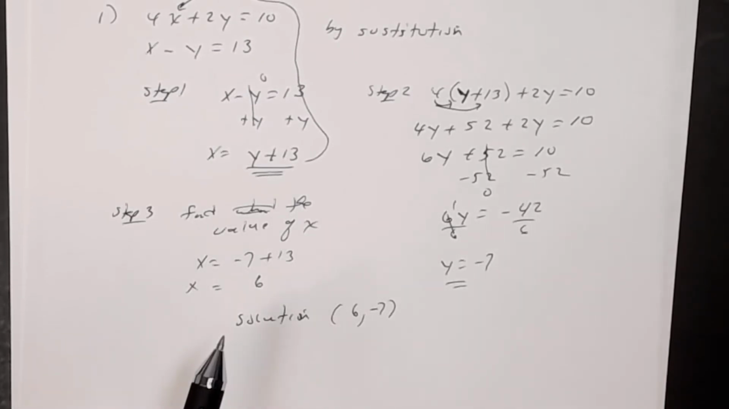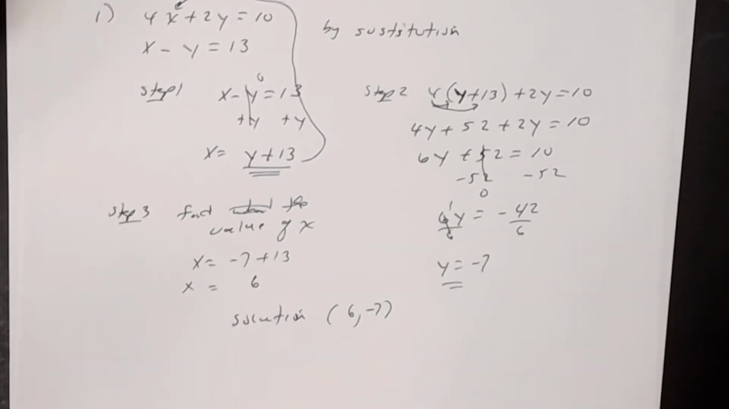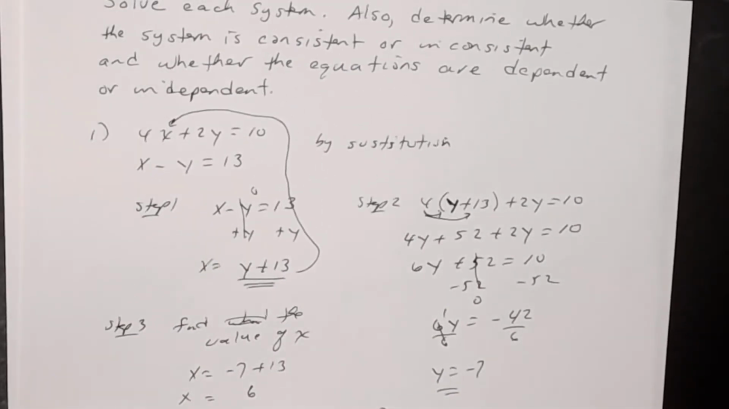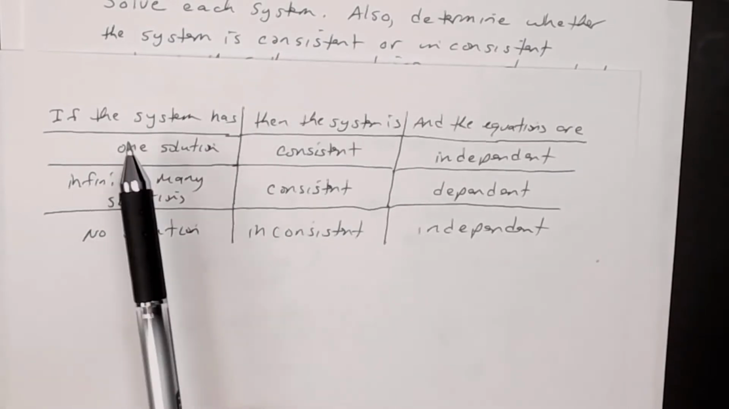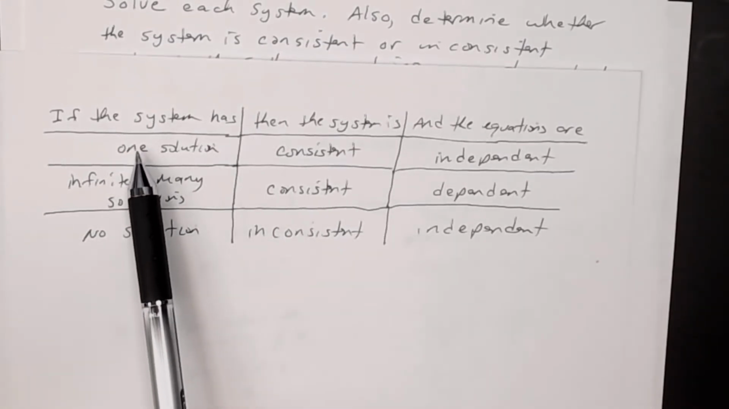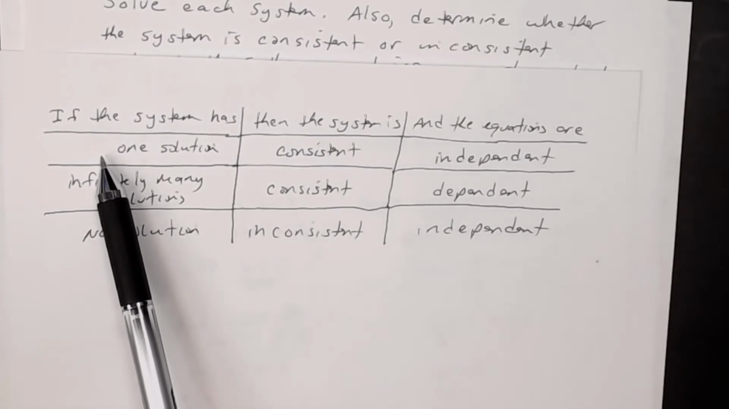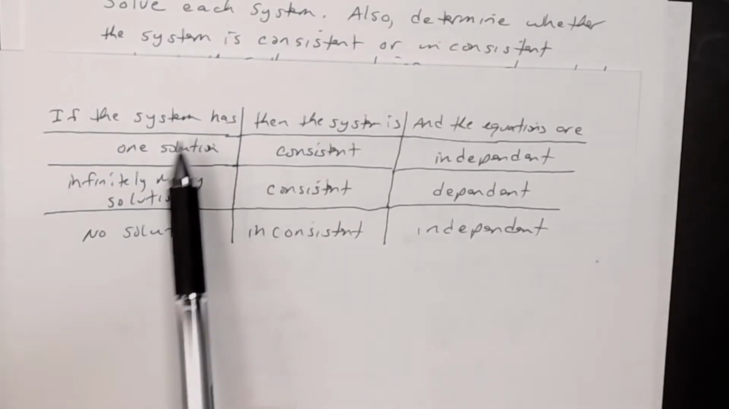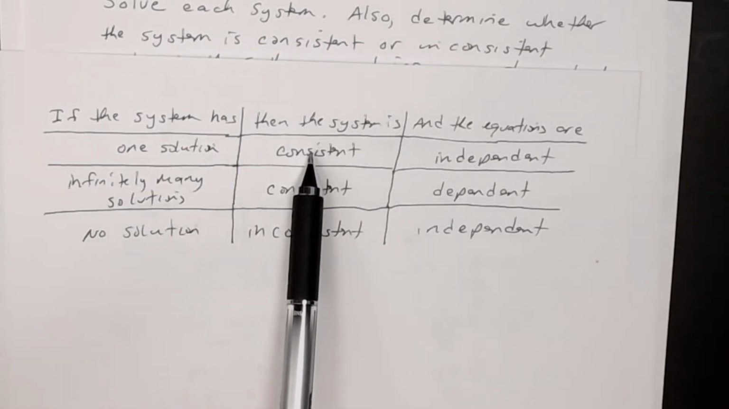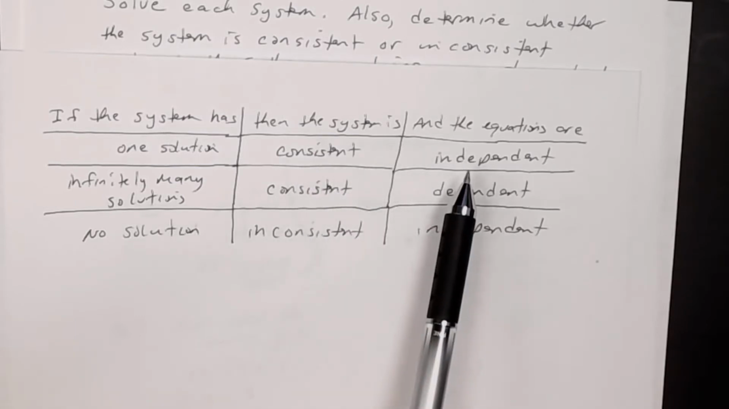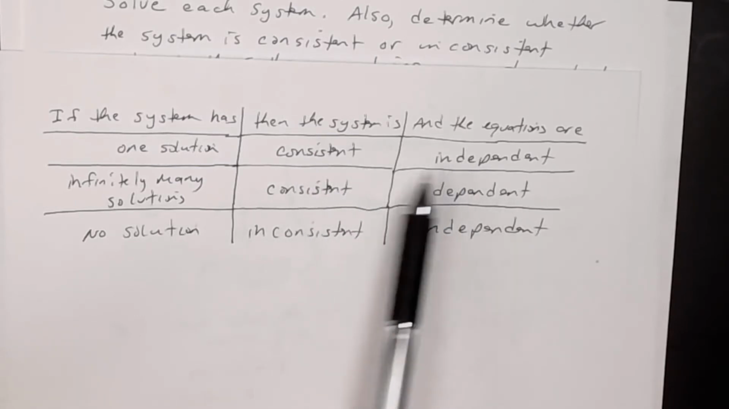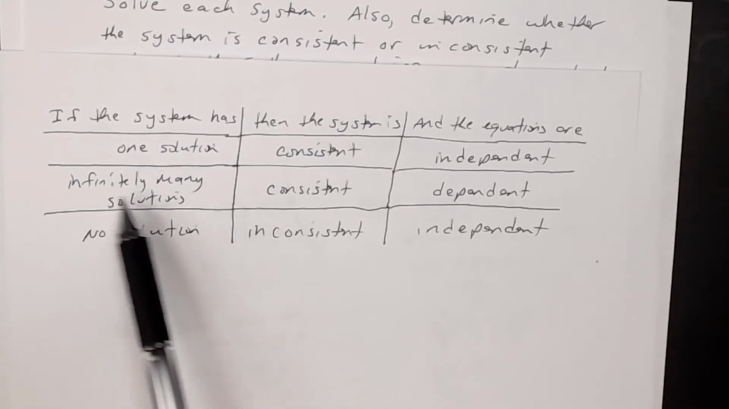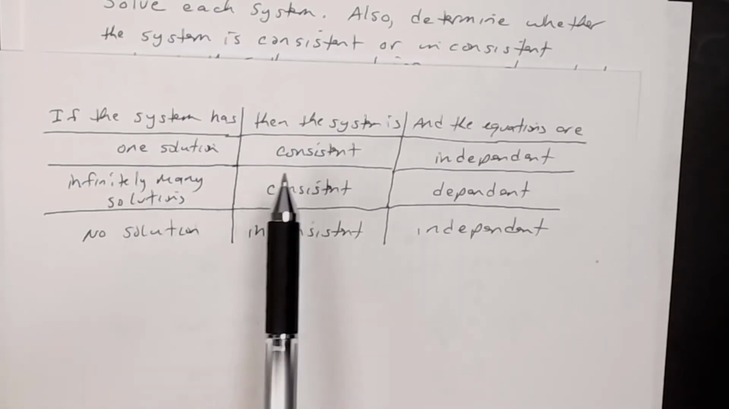So then the next question becomes, since I have a solution, is this system consistent or inconsistent? Remember, this is a quick summary of a previous lesson. If a system has one solution, and we are talking about a system with just two linear equations, then the system is consistent, and the equations are independent of each other. If a system has an infinite number of solutions, then again, the system is consistent.